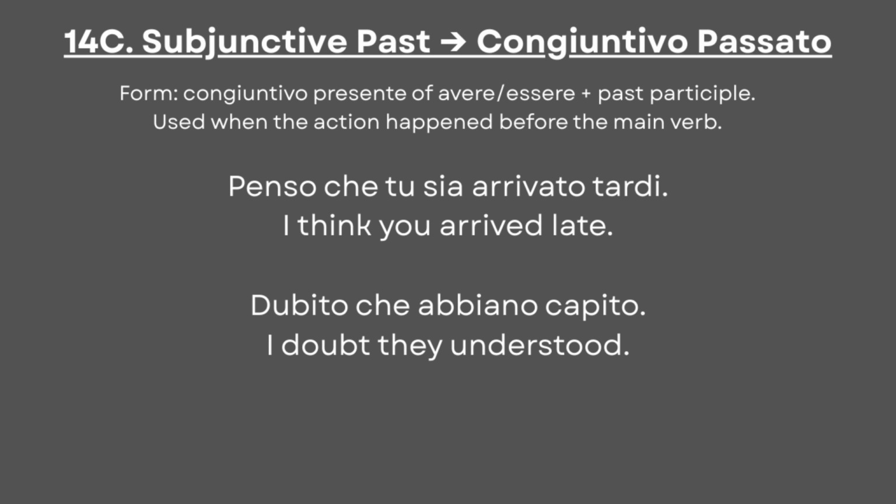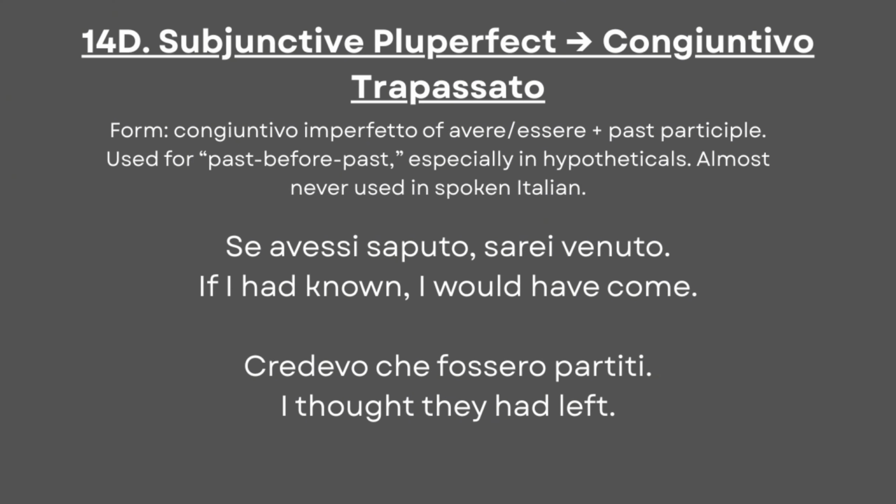The past subjunctive has a compound form with a past participle, which is used when the action happened before the main verb. This form is the third most common. The last variation is the past perfect subjunctive, consisting of auxiliary verbs and past participles. It's used for the past before the past, especially in hypothetical and literary writing, and it's almost never used in spoken Italian.